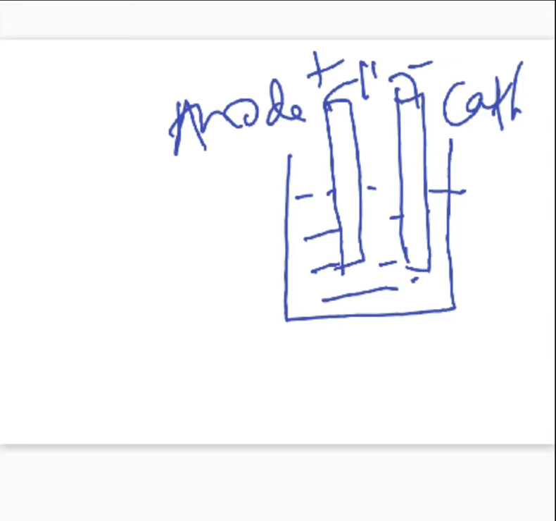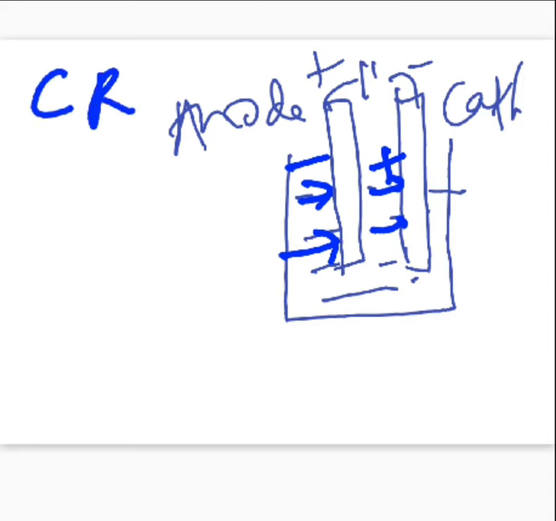So the cations will start migrating towards the cathode. That means there will be deposition of positive ions here, right? And the anions will start migrating towards the anode. So there will be deposition of negative ions here. Yes or no? Now, what you can observe, the anions on reaching the anode, what happens according to the concept? At cathode, reduction takes place, and at anode, oxidation takes place. Yes or no?